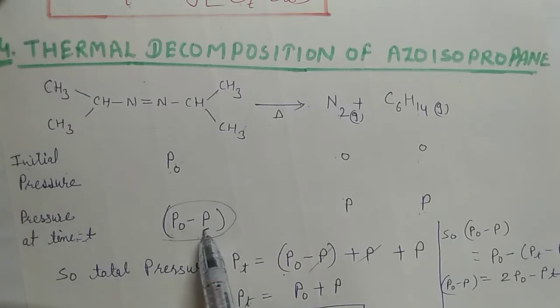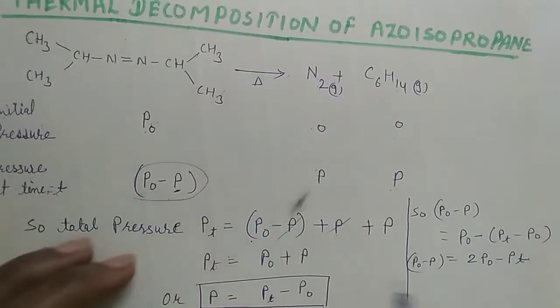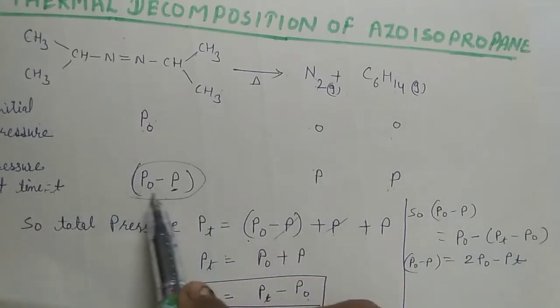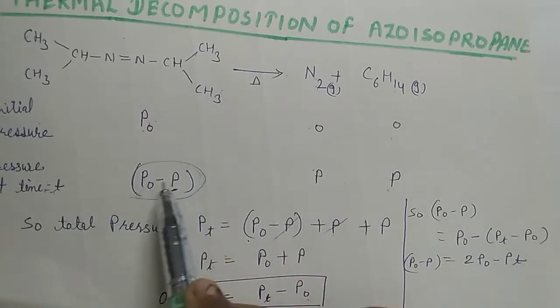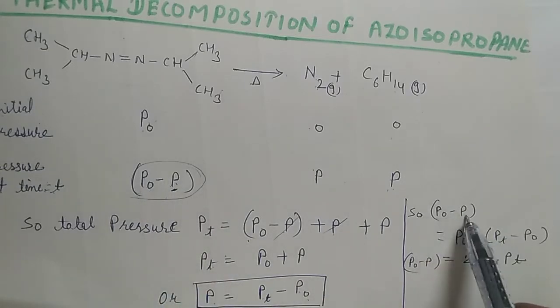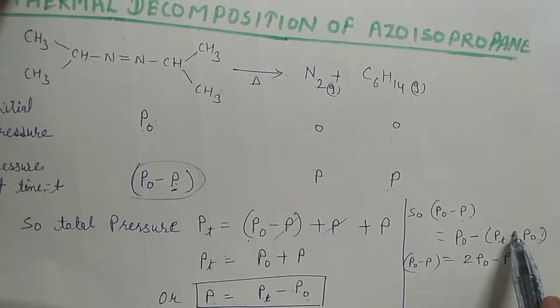So we want this value of P. So we can say here P is equal to Pt minus P0. Okay, P is equal to Pt minus P0. So we can calculate P0 minus P. The value of P is Pt minus P0. So P0 minus P is equal to P0 minus (Pt minus P0), and after solving the bracket, this becomes plus. So 2P0 minus Pt is the value of P0 minus P.